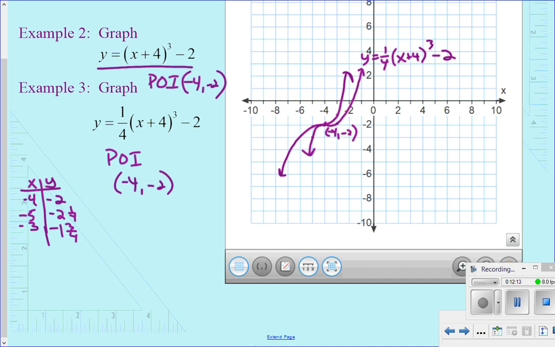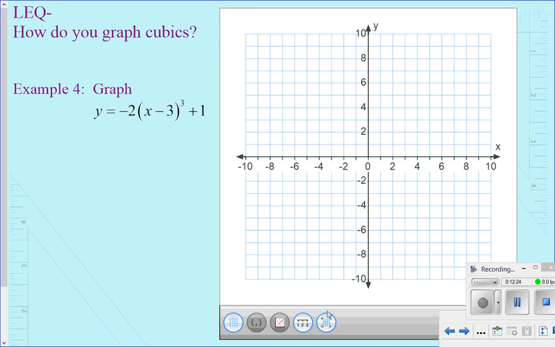Okay, so that's what that graph looks like. Okay, next. There we go. So go ahead and pause the video. Try this one on your own. You're going to graph the point of inflection first and then 2 other points, and then you'll have your graph.